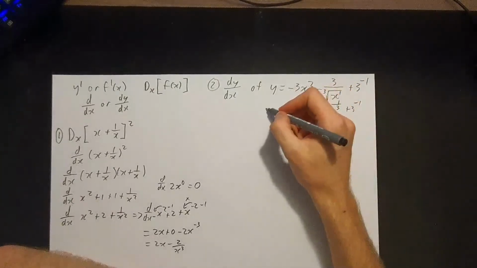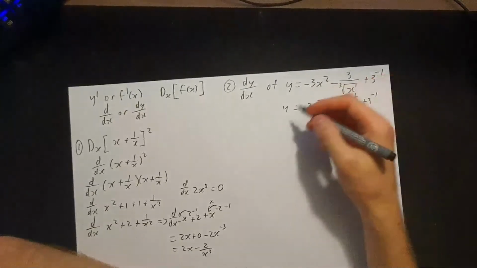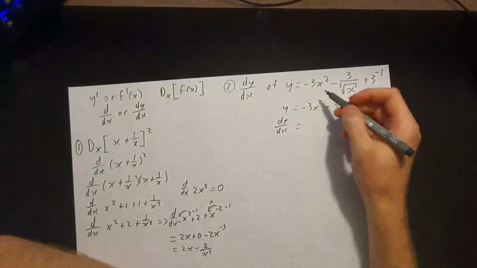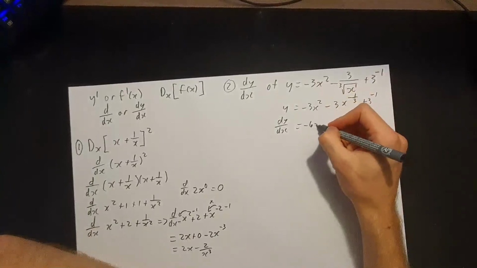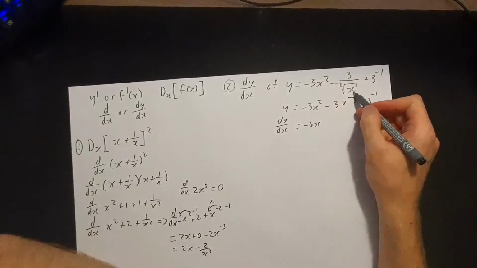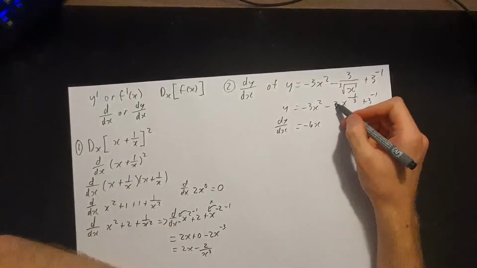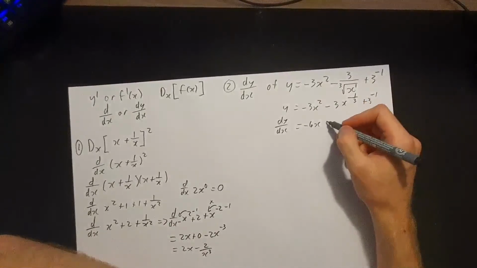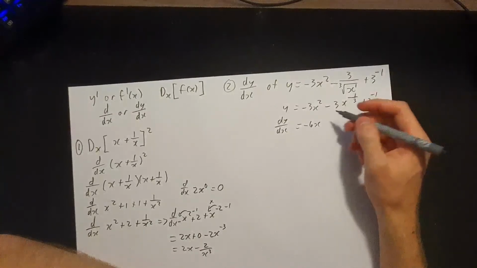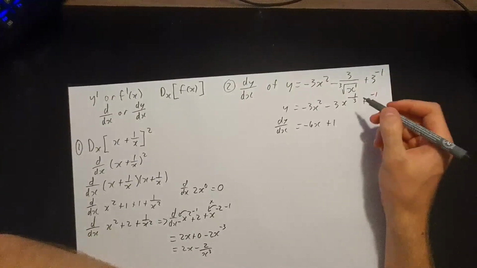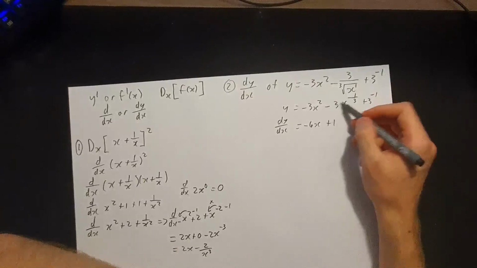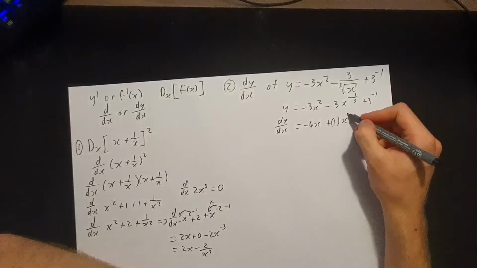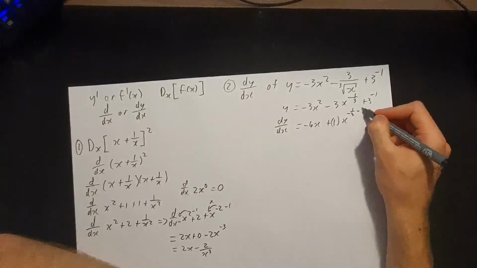Now all we're doing is finding the derivative. So if we find dy/dx, it's going to be 2 times negative 3 is negative 6x. Then we're going to have negative a third times 3, so we have negative 3 over 3, so that's just going to be 1. So then that is plus 1. Why does it become plus 1? Because it's negative and negative. So it's plus 1x to the minus 1 over 3 minus 1.